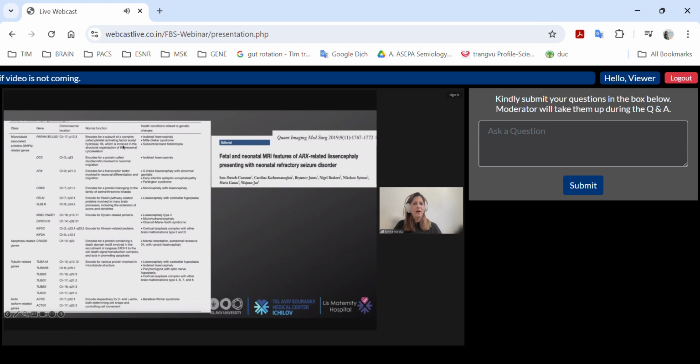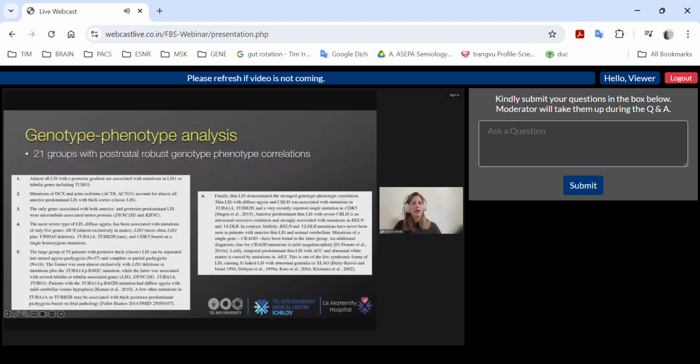Okay, so here we have this publication that summarizes very nicely the genes and the function of these genes and the diseases that we expect in different genes related to lissencephaly. In postnatal life, the genotype-phenotype analysis in this very nice publication defined 21 groups with very robust phenotype-genotype correlation.